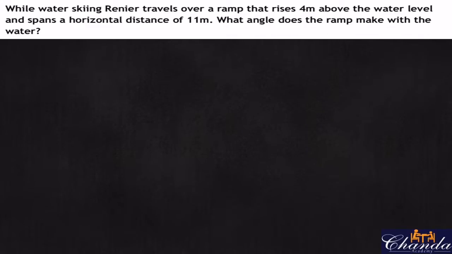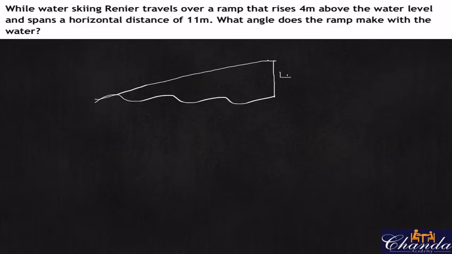Okay, so let's draw this out. We have the water here. Let's say that's the ramp, which is 4 meters above the water. So that part there is 4 meters. Then it says that it spans a horizontal distance of 11 meters. Now the question asks, what angle does the ramp make with the water? So that's the angle that we're looking for. Let's call that x.